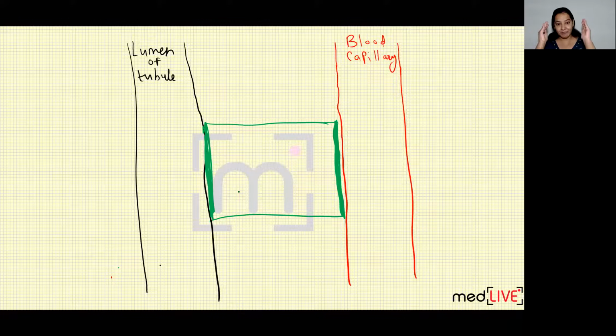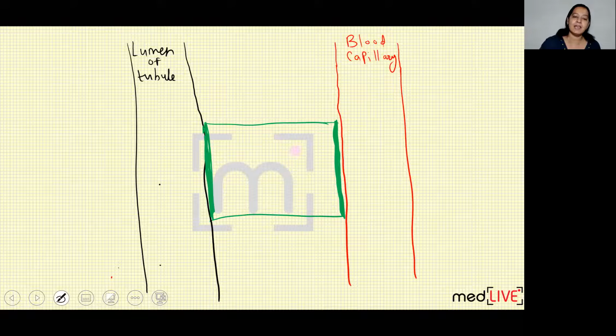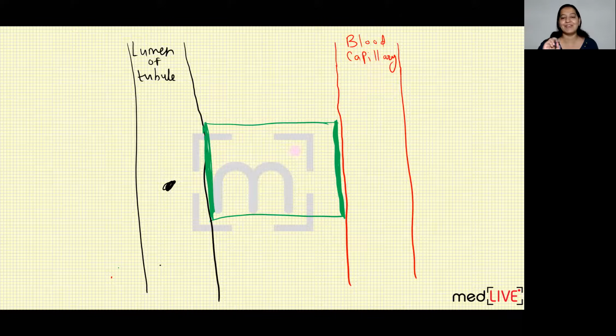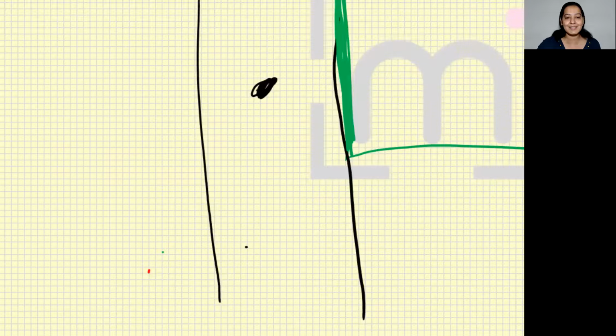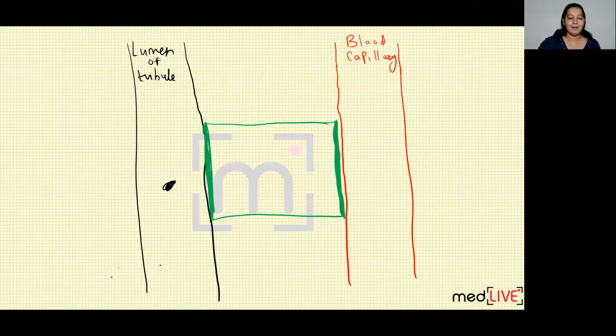So with the help of green color, I have drawn an epithelial cell. On one side of the epithelial cell, with the black color, you can see here is the lumen containing the filtrate, rather I say, not urine. And on the other side, there is blood. So here is urine, here is blood. And in the center, there is epithelial cell. Epithelial cell has two surfaces, two sides.